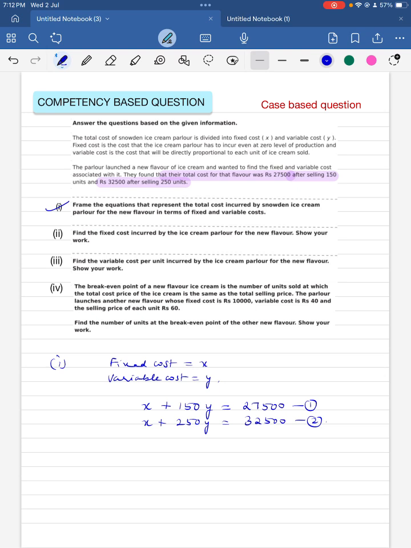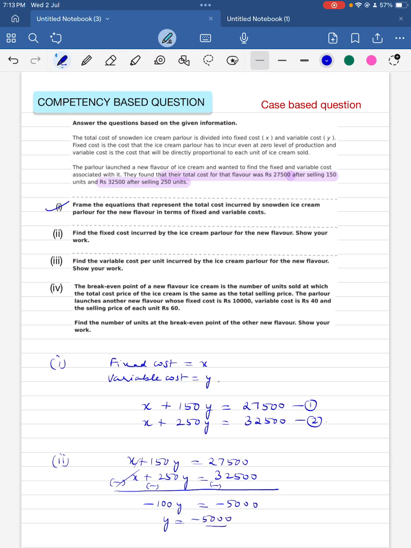Now in the second part, they've asked you to find the fixed cost incurred by the ice cream parlor for the new flavor and show your work. Okay, so they want you to find the value of X here. Okay, so we'll need to solve both the equations. So X plus 150Y is equal to 27,500 and X plus 250Y is equal to 32,500. Let me subtract both the equations. The signs would change and I would get minus 100Y as equal to minus 5,000. So that means Y is equal to minus 5,000 divided by minus 100, which is equal to 50.